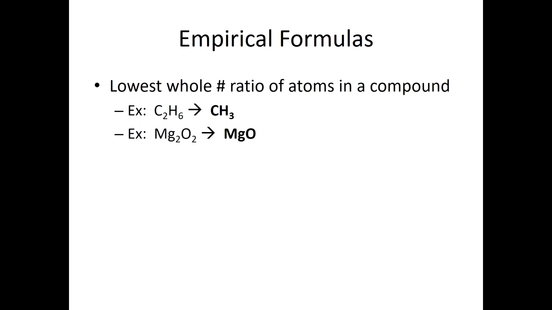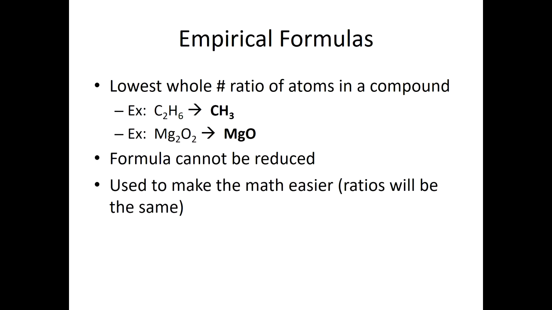In this example, Mg2O2 can be reduced to MgO. That would be the empirical formula. This is just saying that once you have the empirical formula, it cannot be reduced anymore. And the reason we need to know how to find the empirical formula is it's going to help us with our math. The ratios will be the same.